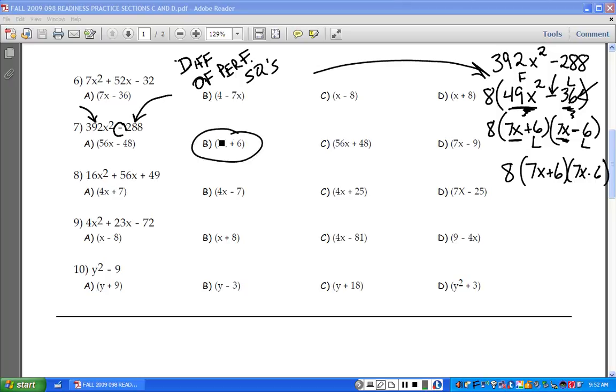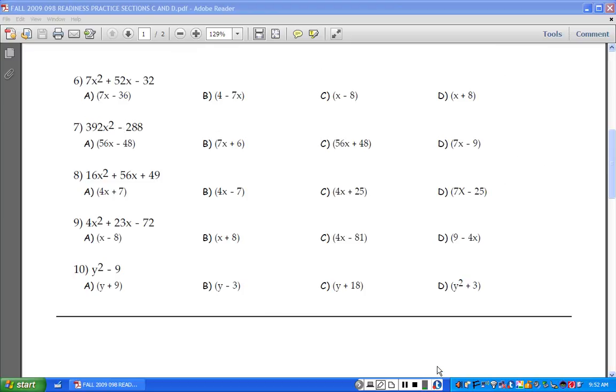Alright, number 8, moving on. In number 8, we look again to see if we can factor anything out. Is there a number that goes into 16, 56, and 49?